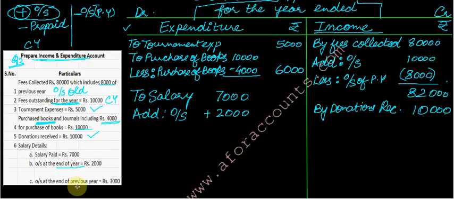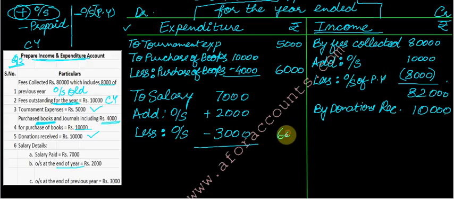Outstanding at the end of the previous year means outstanding of the previous year. So you will have to subtract it. As soon as the rule is add outstanding, but when it is of previous year you have to subtract it. Less outstanding, and it is 3,000. So 7 plus 2, 9 minus 3, 6,000. I have got here.